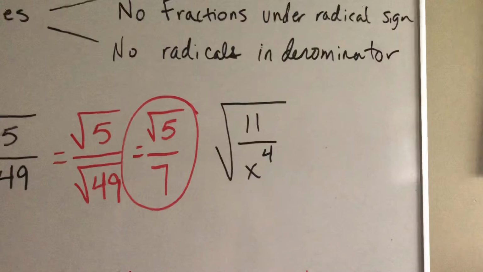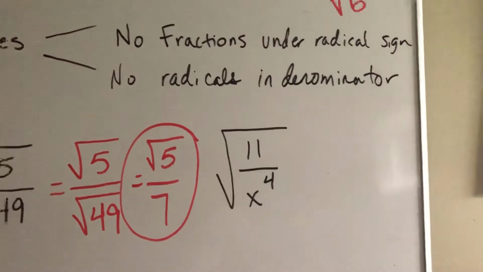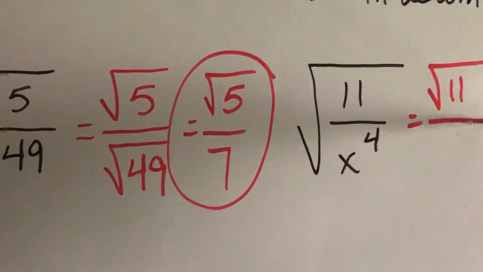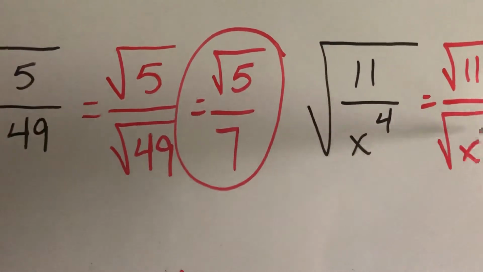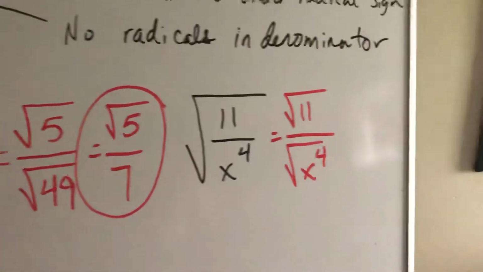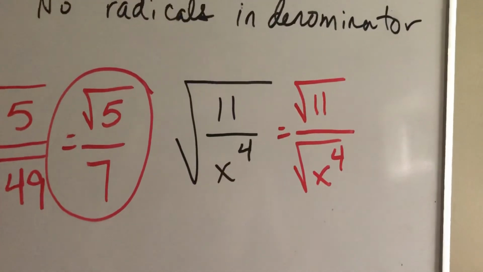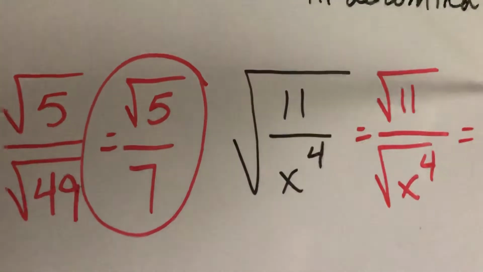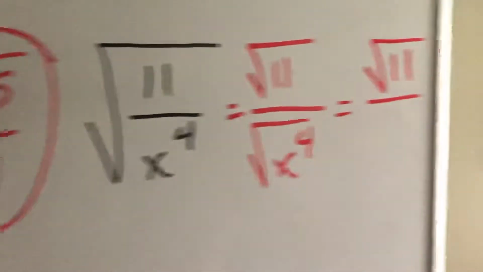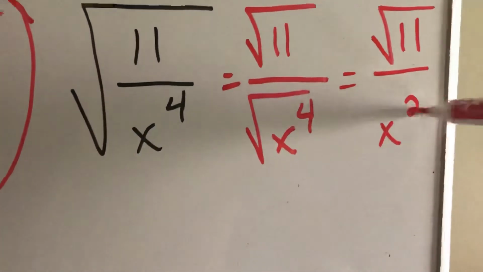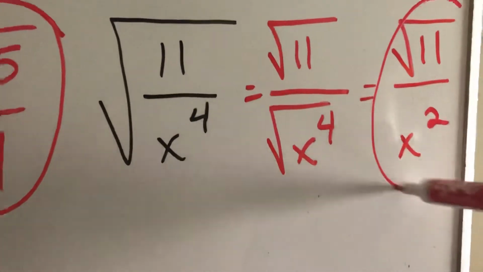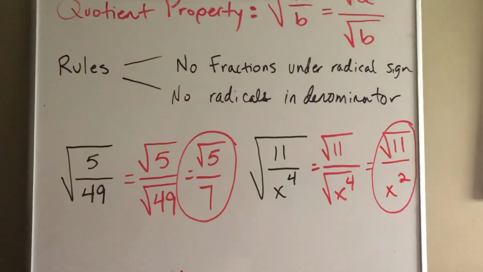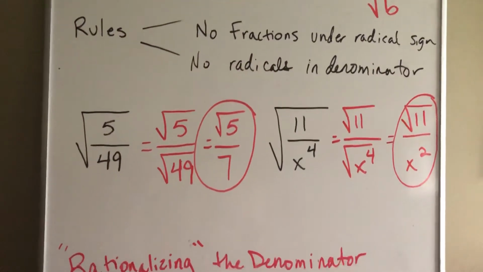Second example, try it yourself if you'd like. Hit pause. Let's continue. We'll break it into numerator, denominator. Root 11 is simplified, but let's consider my denominator. And since it's an even exponent, it's a perfect square. So I'm going to simplify my answer. I'm going to make it the square root of 11 over x squared. And we're done. So that's what happens when you have a fraction underneath a radical sign. You're going to consider simplifying the radical.